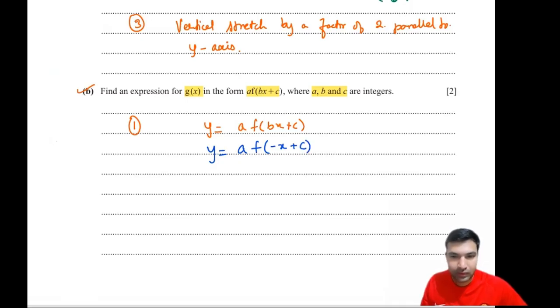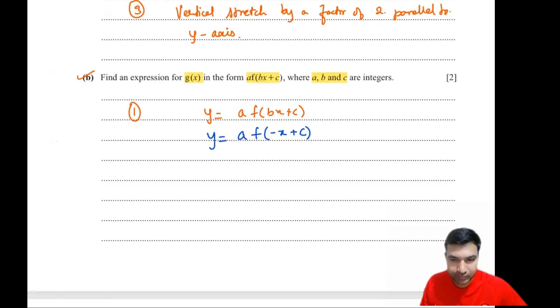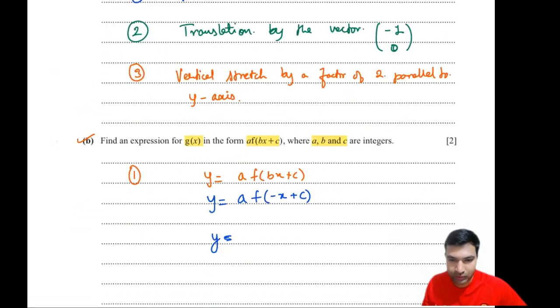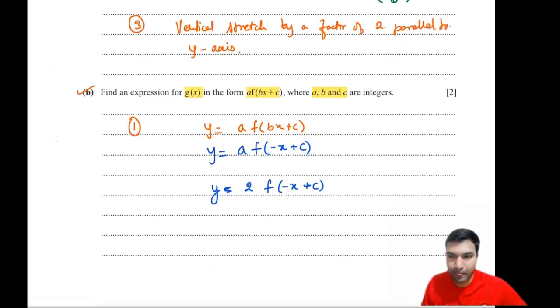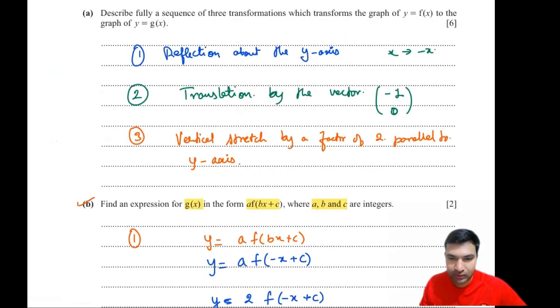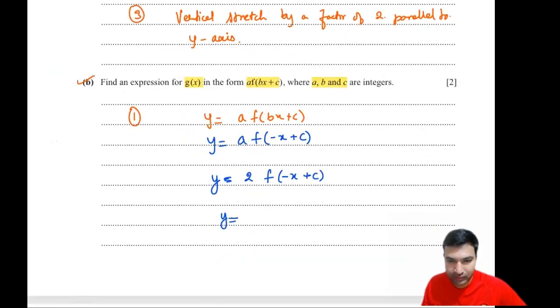All right. Now what we have to do is write here the a value, right? So that was basically a vertical stretch factor of 2, isn't it? So this becomes 2 times f of (-x plus c). Now what is this x plus c? It is moving towards left, isn't it? So translation by a vector of -1. So how do we write it? We write it like this: twice of f of (-(x plus 1)). Minus of minus will become plus, and therefore when I open this, you'll get 2 times f of (-x minus 1).